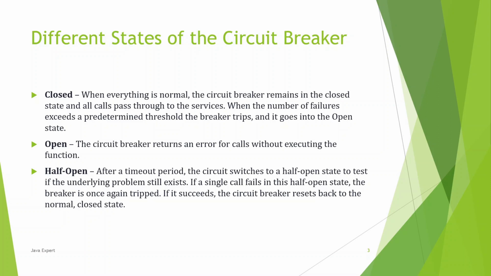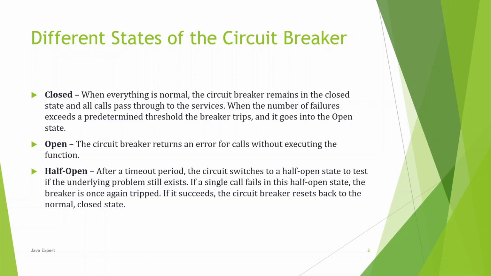The next state is open. The circuit breaker returns an error for calls without executing the function. Basically, when you're calling microservice A to B, microservice B is not responding. The reason may be various things. It may be down or it may have some error in the service. In such cases, we will set some parameters in the circuit breaker when implementing it using Resilience4j, to define when the circuit should open. That state is called the open state.